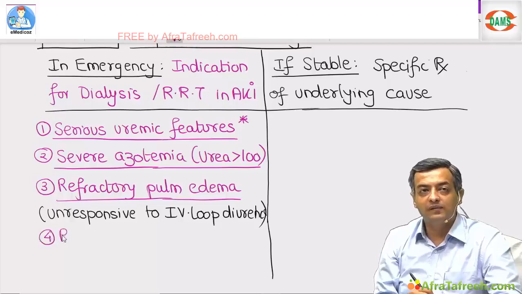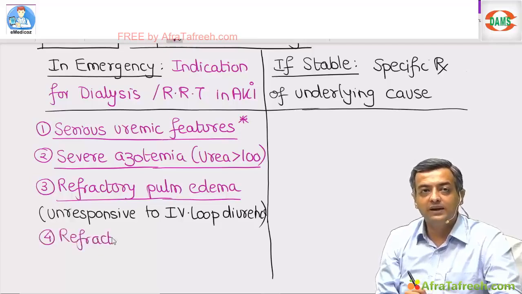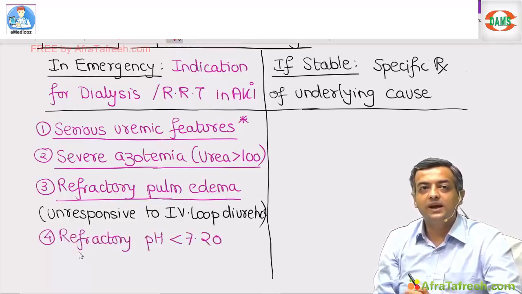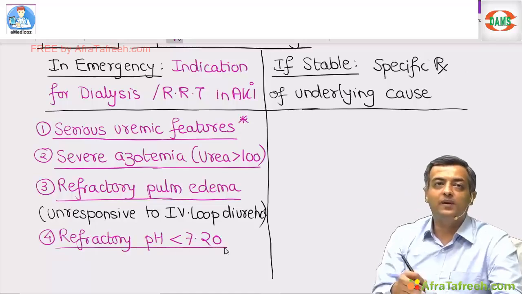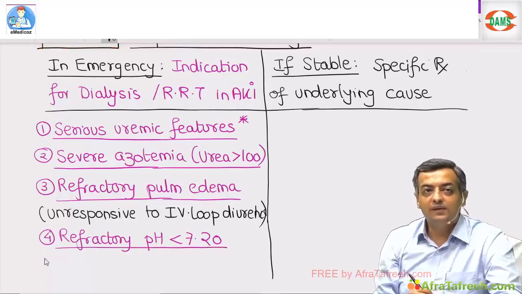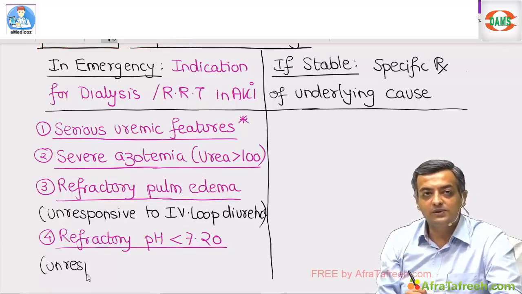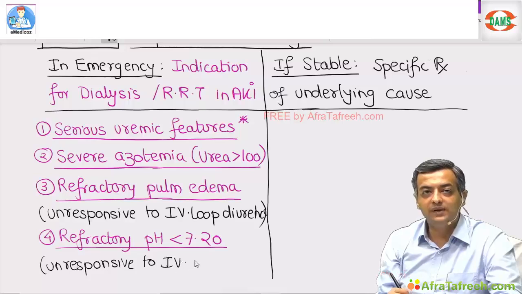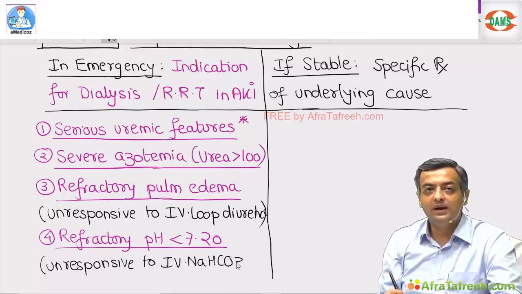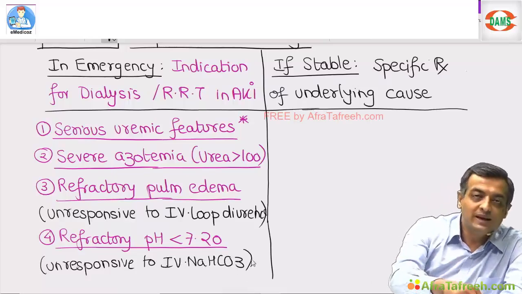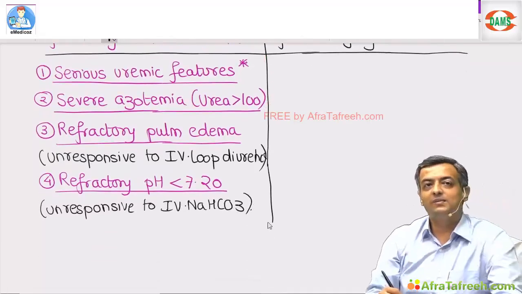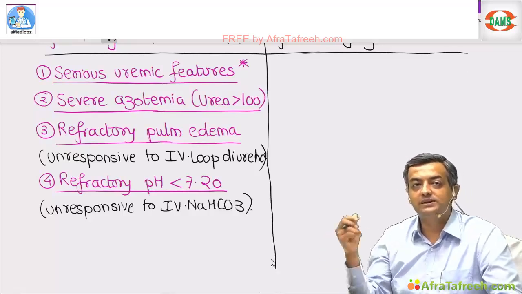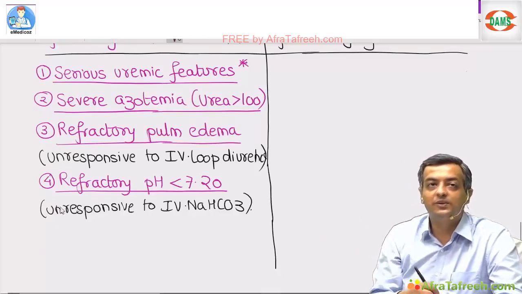Number 4, if the patient has refractory metabolic acidosis. The word refractory means unresponsive to first line therapy. First line therapy is IV soda bicarbonate infusion. So I started the patient on soda bicarbonate infusion, but even after that the pH remains less than 7.20.